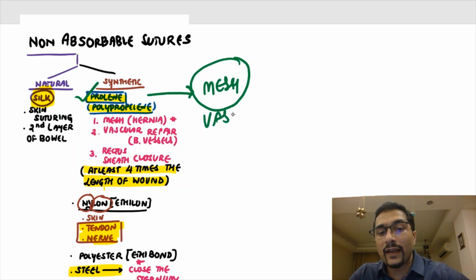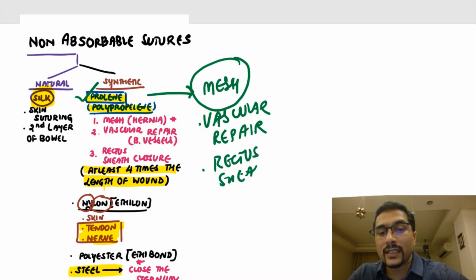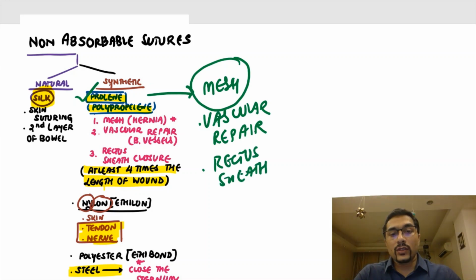Also, it is used for vascular repair. To repair vessels, you use Prolene sutures. And it is used to close the rectus sheath. This has also been asked in the exam. Right, so these are the uses of Prolene sutures. Ethilon or nylon is also a non-absorbable suture used for skin suturing.